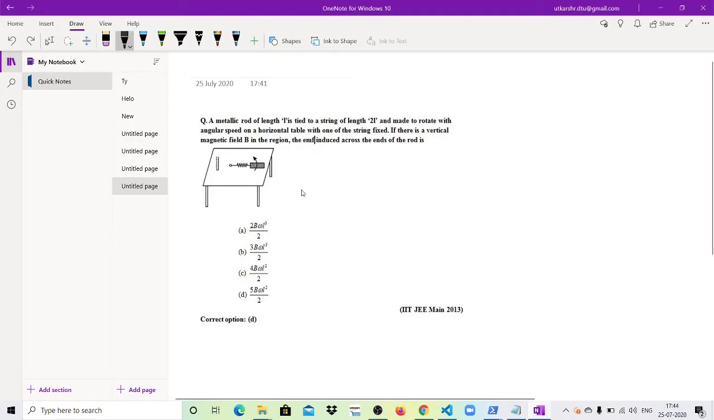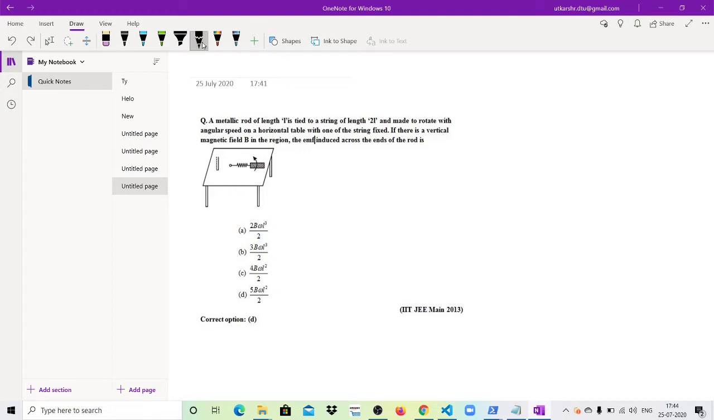Now in this particular question, you've been asked to find the EMF which is induced across the terminals of this rod. Now this is an extremely easy question. I guess most of you would be able to solve this problem. It just requires simple electromagnetic induction concepts. But still, for some reason, let's say you're not able to solve this problem.